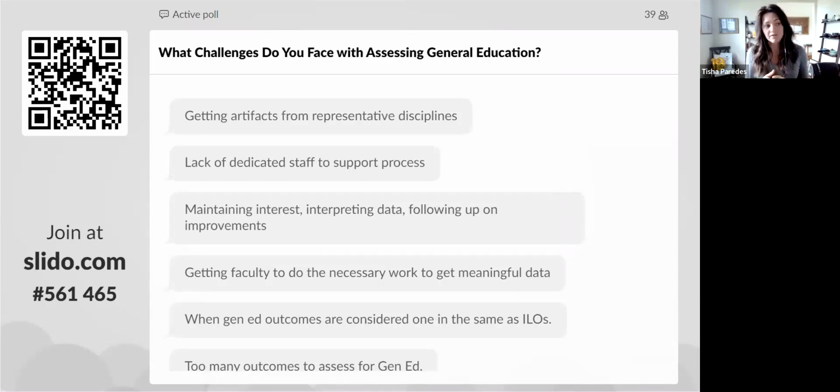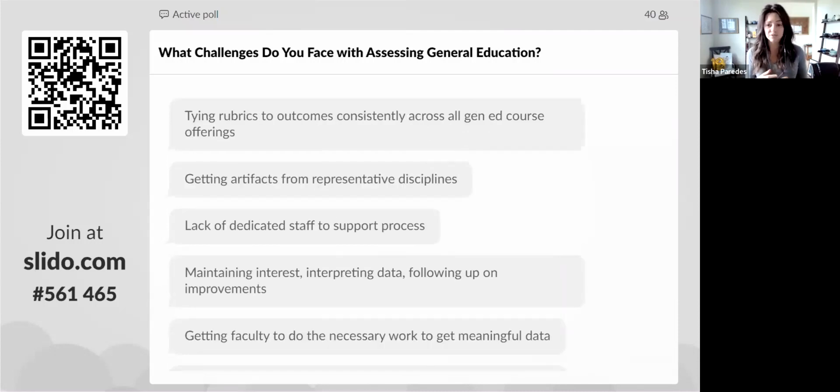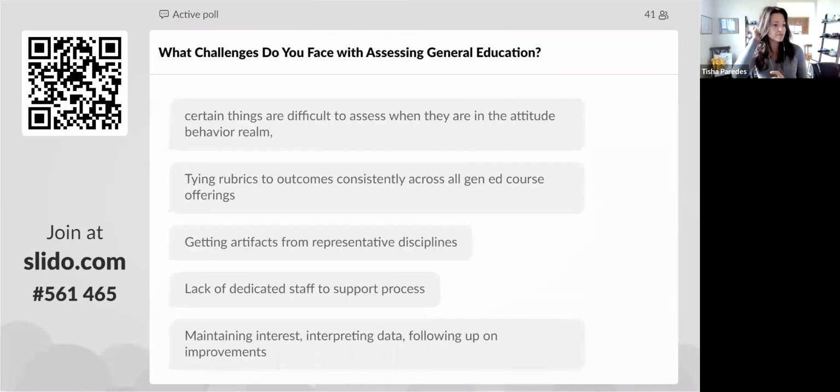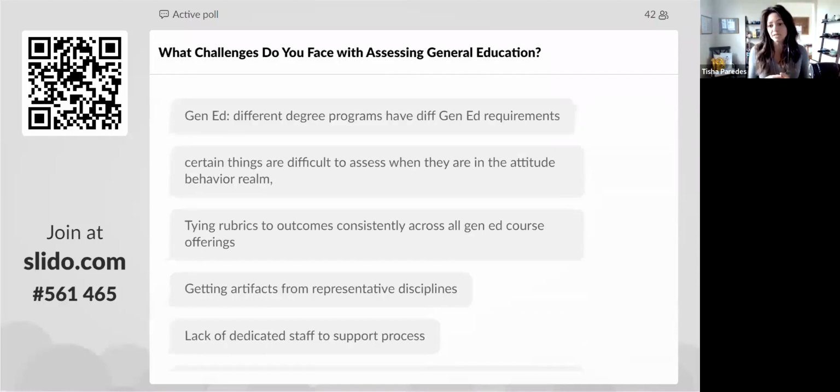Lack of dedicated staff to support processes, really, really good there. Interesting artifacts from representative disciplines and so on. So, good information here. I didn't read all of those, but we will touch on a lot of these, and getting faculty involved, getting some consistency across the curriculum. There are some hard choices that you're going to have to make too. So just keep that in mind as we talk about assessing gen ed.